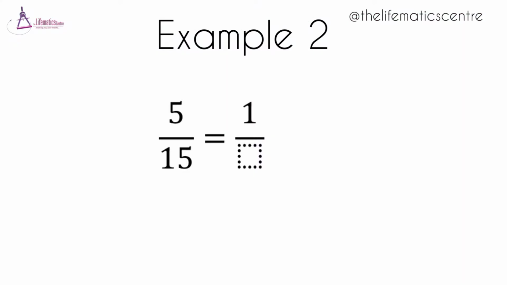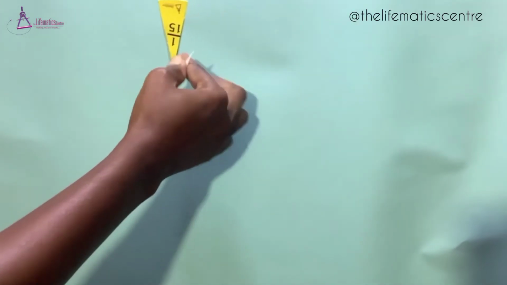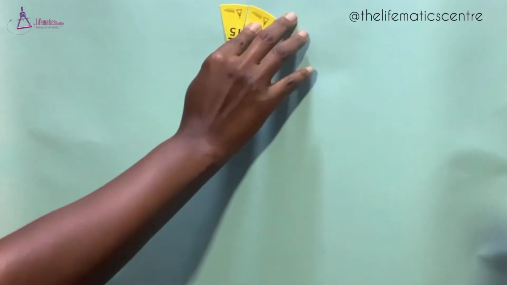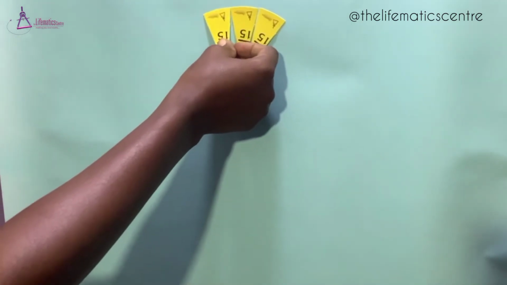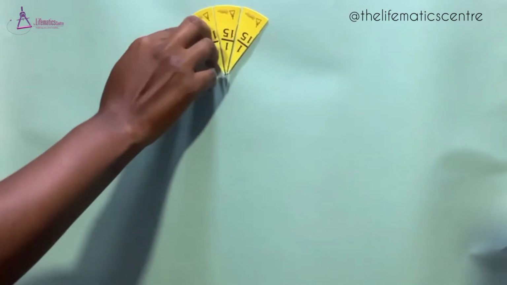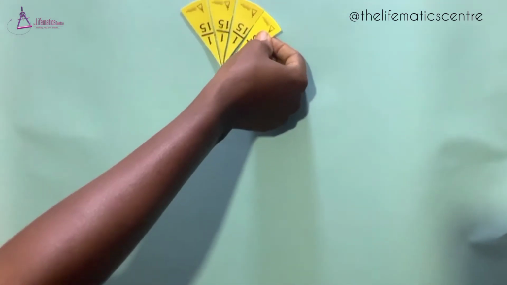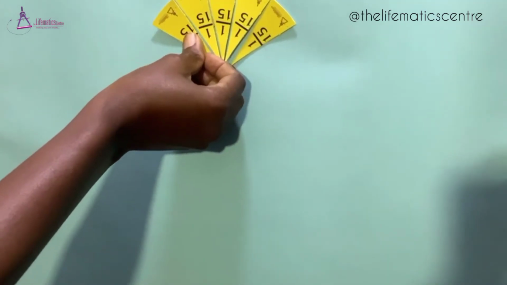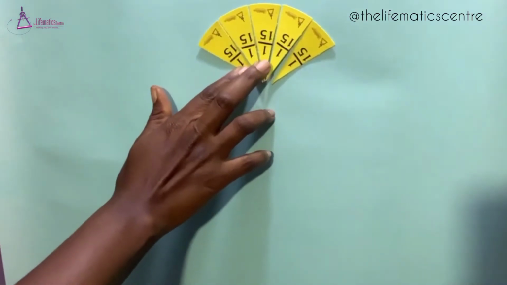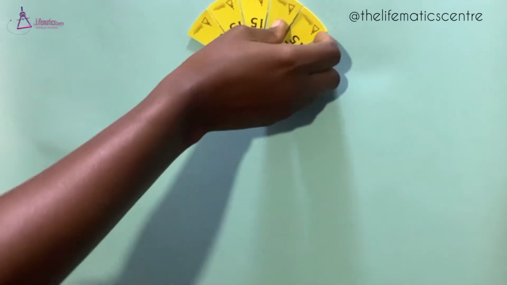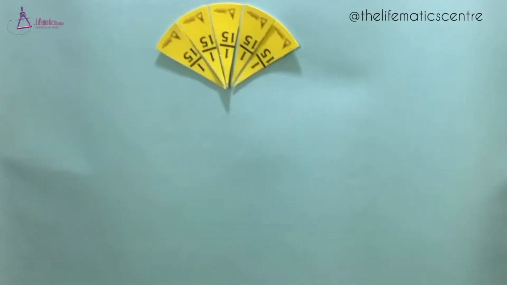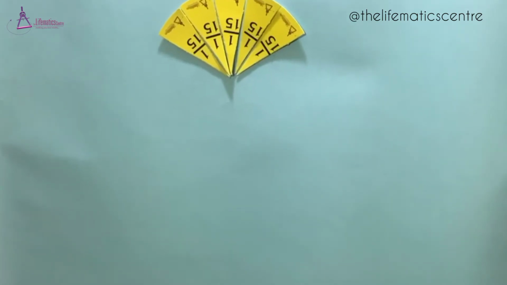Let's attempt to solve that. 5 over 15. Let's place all our 5 over 15. That's 5 pieces of 1 over 15. Now, in this case, we're only aware of the numerator. It says 1 over something. We don't know what the thing is. So we'll have to try. We'll have to just try randomly.